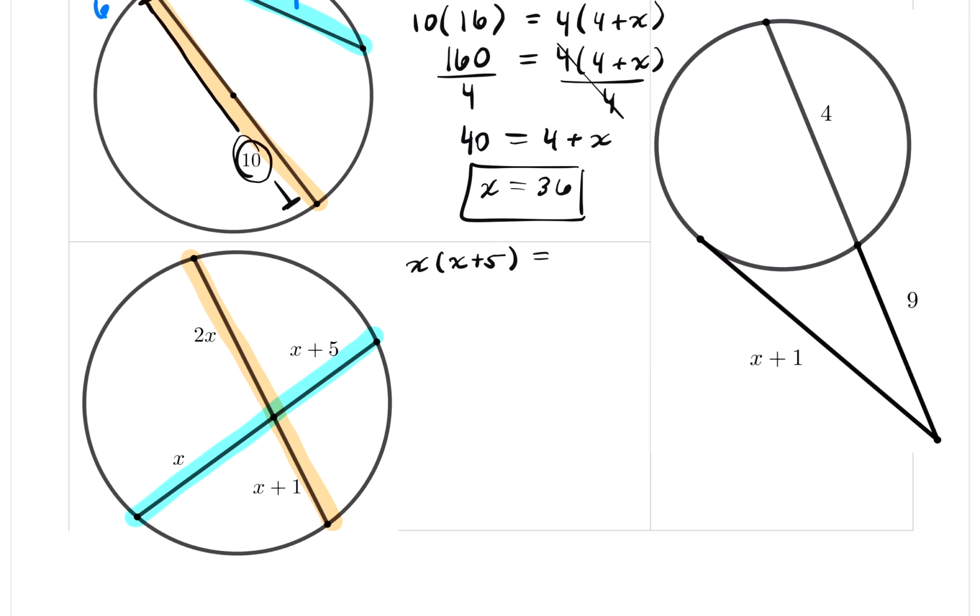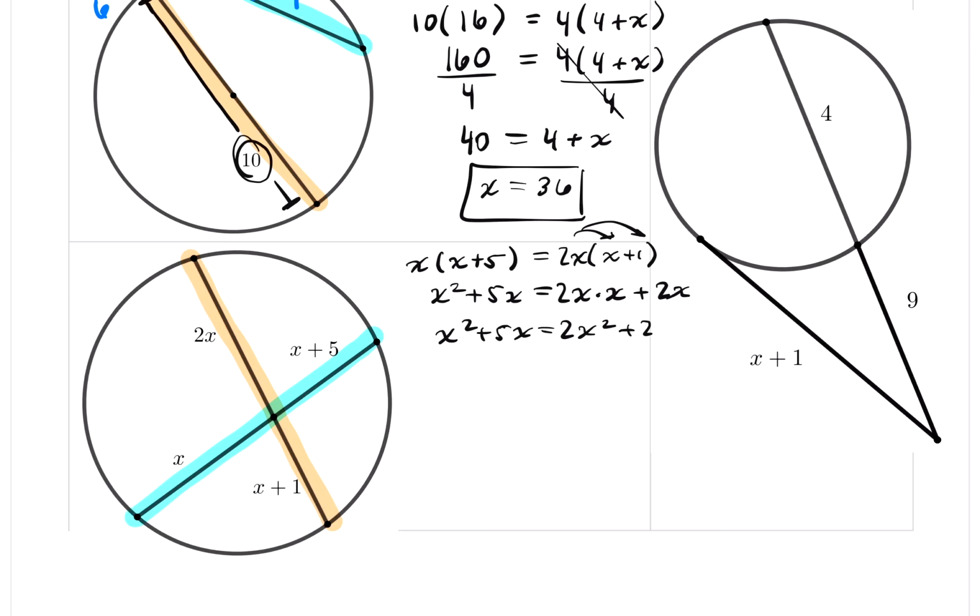So in this one, we're going to do 2x times x plus 1. That's just piece plus piece. Piece times piece equals piece times piece. Now, when I distribute this guy out, I'm going to get x squared, right? x times x is x squared plus 5 times x equals 2x times x. So 2x times x, that's 2 times x squared, right? Let's think of it like this. If I distribute, 2 times x plus, and then 2x. So x squared plus 5x is equal to 2x squared plus 2x, okay?